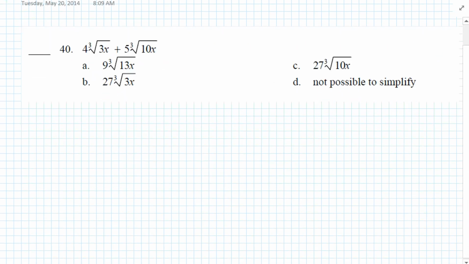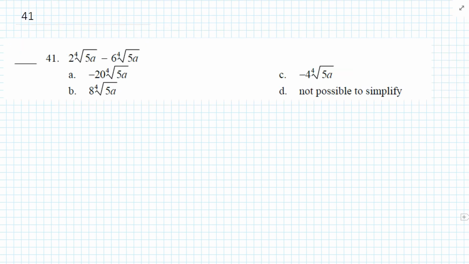40. All right. Again, they have to be the exact same. The index is the same, so we can multiply them, but the entire radicand has to be the same. Since it's not possible. 41. Are they the same? Yep. So what's 2 minus 6? Negative 4? So it's going to be negative 4, fourth root of 5a. Answer C.